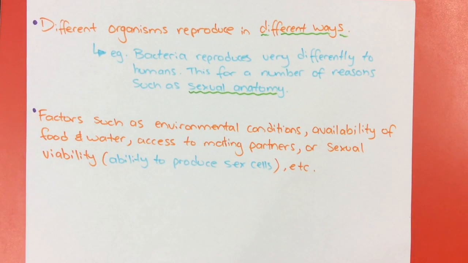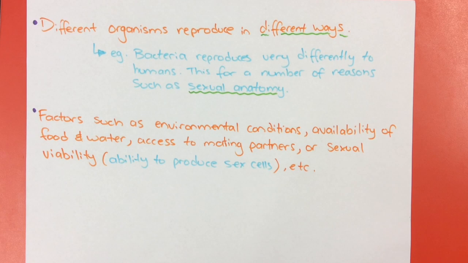So different organisms, as you can imagine, would reproduce in different ways. Bacteria reproduces quite differently to that of a human for a number of reasons, such as probably the most obvious, sexual anatomy of a bacteria is quite different to that of a human. And those sort of things contribute to the way that different organisms reproduce.